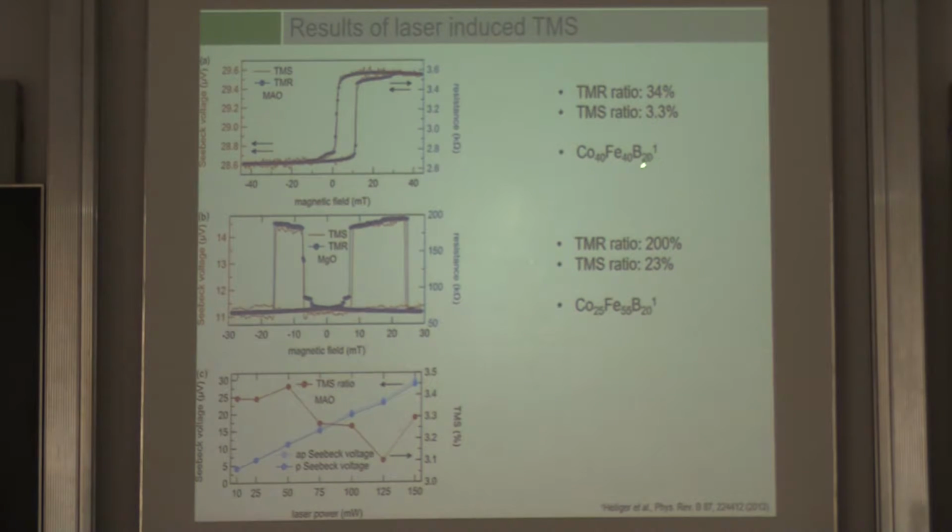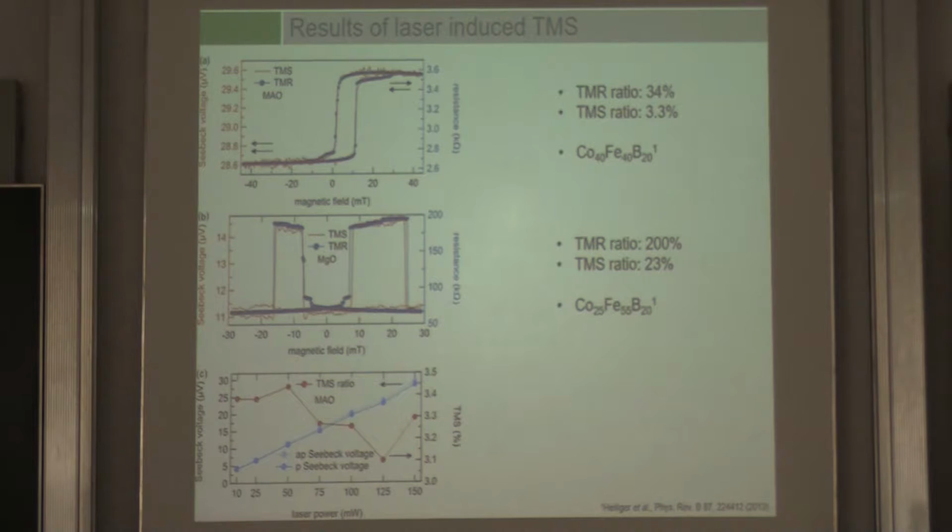And as I said, the cobalt iron composition is important over here. And for the MgO MTJ, you get something like 200% TMR, which is pretty good, and a TMS ratio of 23%. And now you can see that the composition of this cobalt iron has a big influence on this TMS ratio. So you get 23% with this different cobalt iron composition as suggested in the literature by the Heiliger group in Gießen.